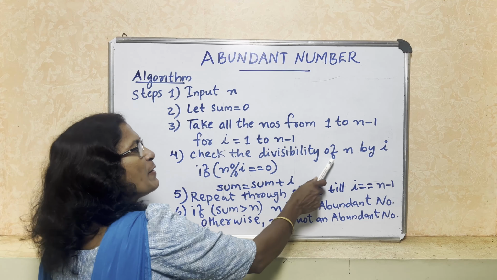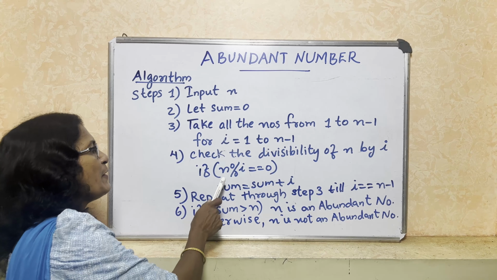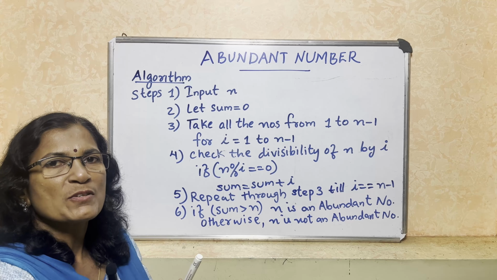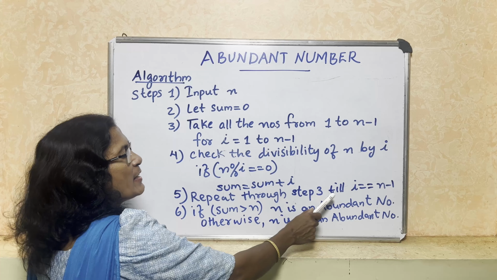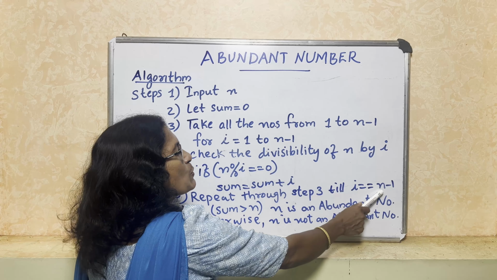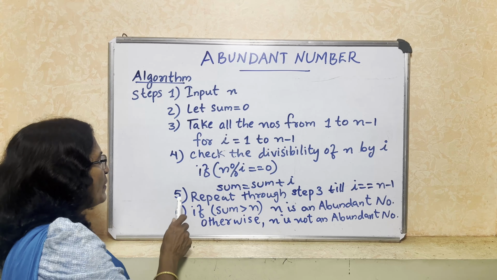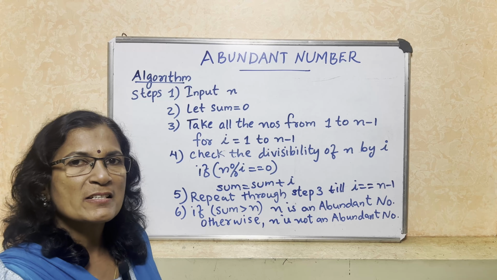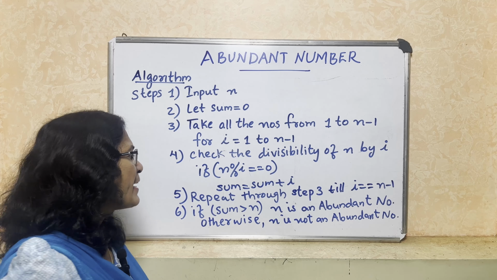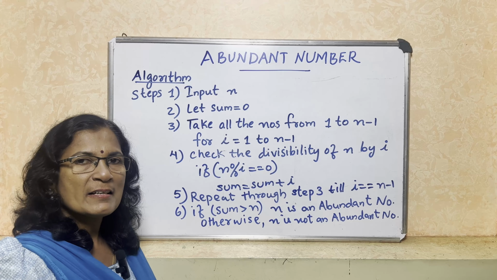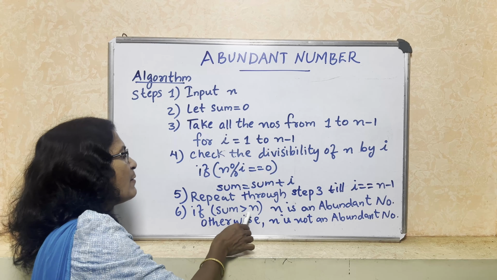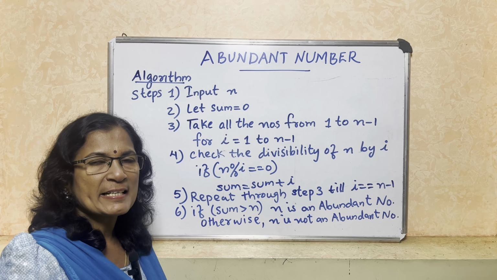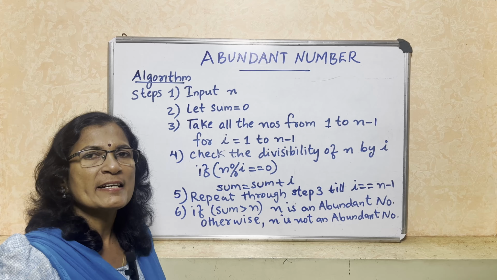Check the divisibility of n by each value of i. If n is divisible by i, i is a factor of n, so add that i to sum. Repeat step 3 till the value of i is equal to n minus 1, including n minus 1. When the loop completes its iterations, you will have the sum of all the factors of n excluding n in sum. Now, check whether the calculated sum is greater than the value of n. If sum is greater than n, n is an abundant number. Otherwise, n is not an abundant number.